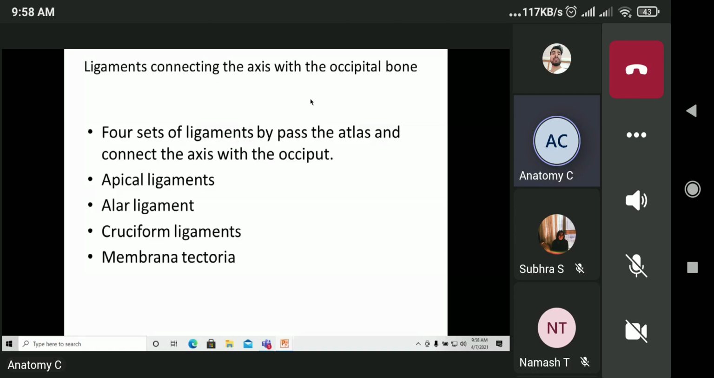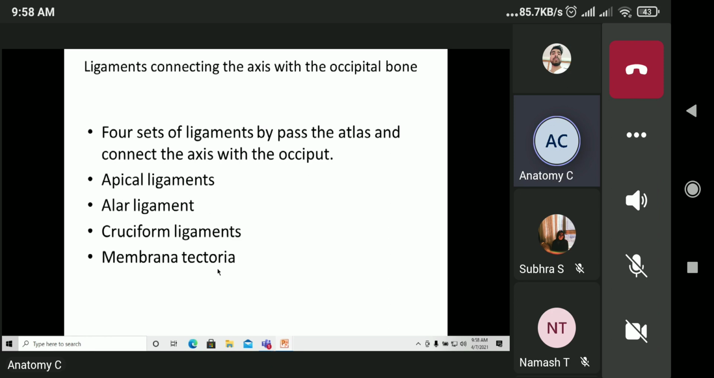So what are the ligaments connecting the axis with the occipital bone? There are four sets of ligaments that bypass the atlas and connect the axis with the occipital bone. They are the apical ligament, alar ligament, cruciform ligament, and membrana tectoria. You have studied all these ligaments in the foramen magnum, in the anterior compartment.